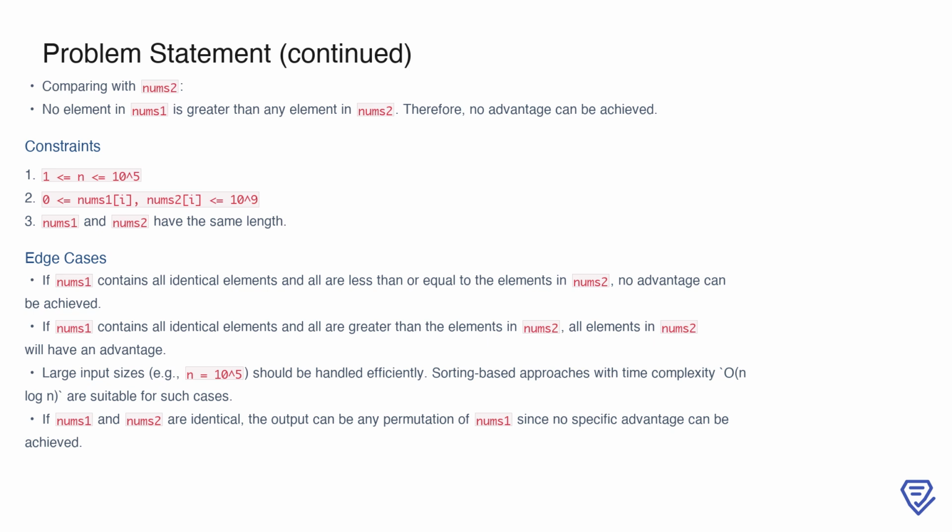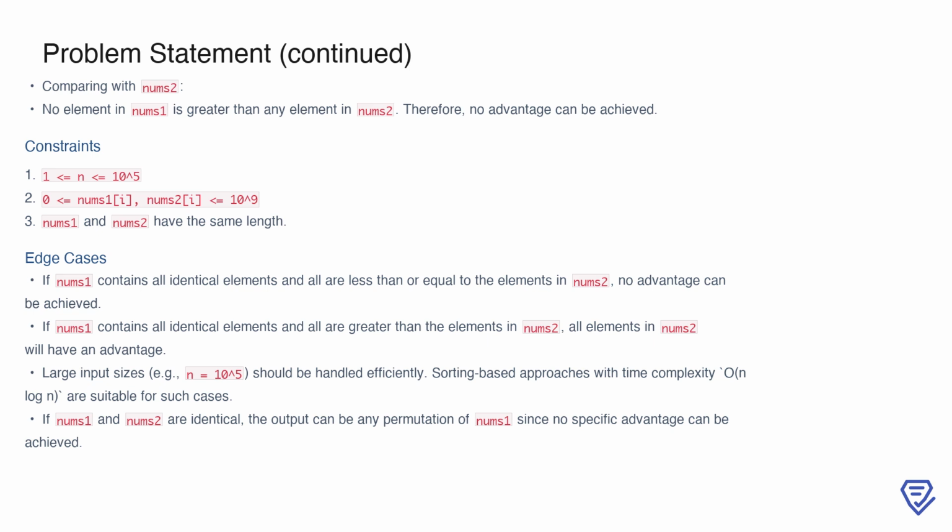Let's now consider the constraints. The length of the arrays, n, can be as large as 100,000. The values of the elements in both arrays can range from 0 to 1 billion. Since nums1 and nums2 always have the same length, we must work efficiently to handle large input sizes. Sorting-based approaches with a time complexity of O(n log n) are well suited for this problem.